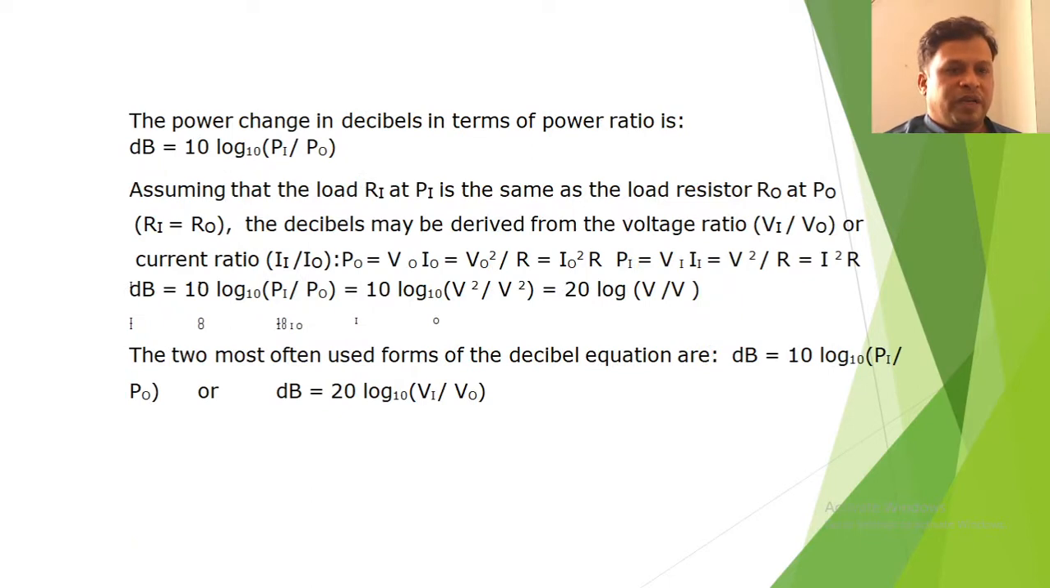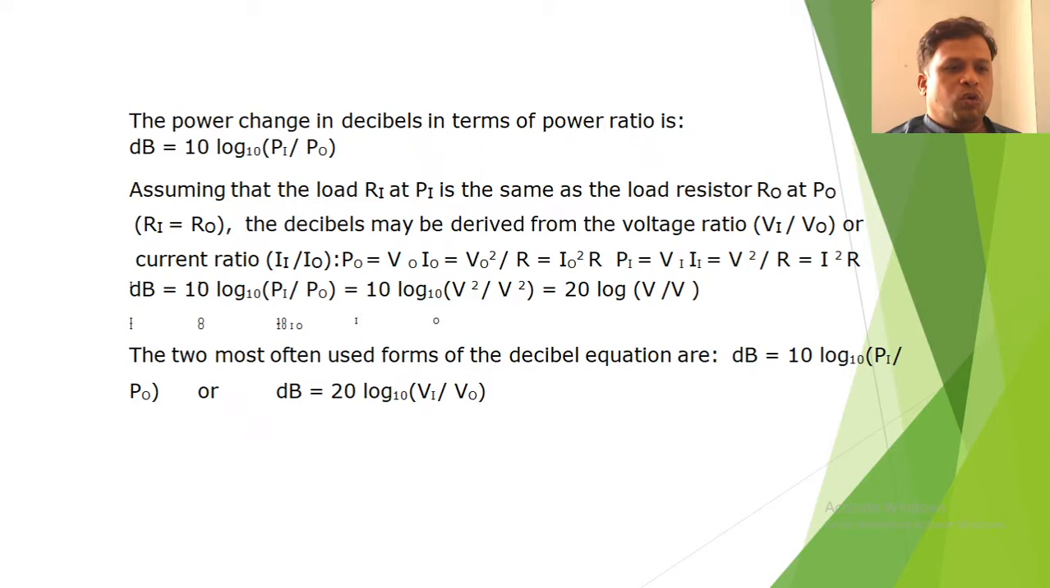The power change in decibels in terms of power ratio is dB equals 10 log base 10 of Pi by P0. Assuming that the load Ri at Pi is the same as the load resistor R0 at P0, the decibels may be derived from the voltage ratio Vi by V0 or current ratio Ii by I0. So we can write the decibel formula as 10 log base 10 of Vi squared by V0 squared. Like we are taking the input and output, Vi by V0 squared we can take here.